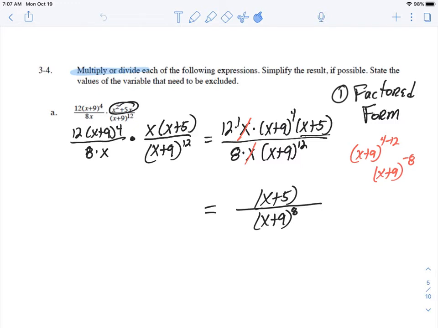It doesn't cancel, but I still need to deal with this 12 over 8. Well, 4 goes into 8 2 times. 4 goes into 12 3 times. So that leaves me with the 3 in the numerator and the 2 in the denominator, and x cannot equal, go back to the original problem, 0 or -9. So that's multiplying rational expressions. Go on to the next slide.